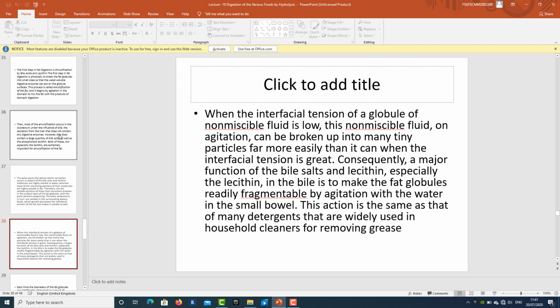When the interfacial tension of a globule of non-miscible fluid is low, the non-miscible fluid on agitation can be broken up into tiny particles far more easily than when the interfacial tension is great. A major function of bile salts and lecithin, especially the lecithin in the bile, is to make the fat globules readily fragmentable by agitation with the water in the small bowel. This action is the same as that of many detergents widely used in household cleaners for removing grease.